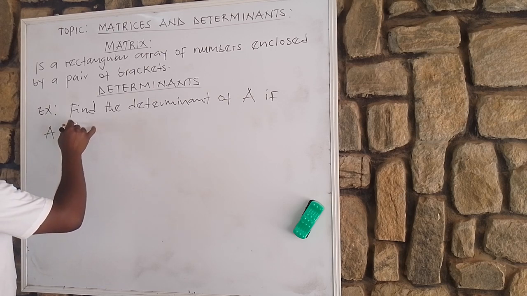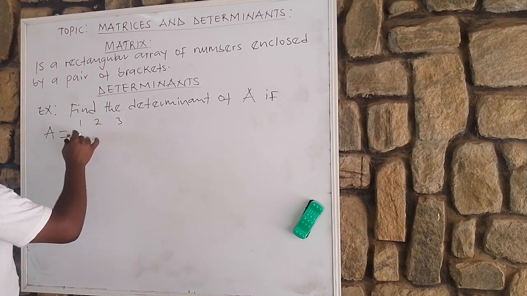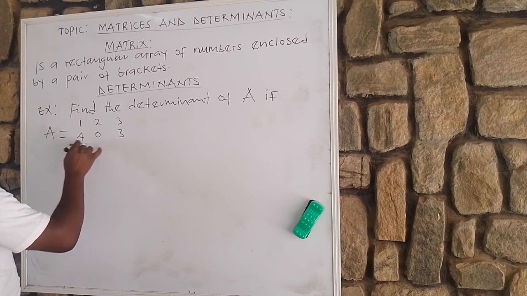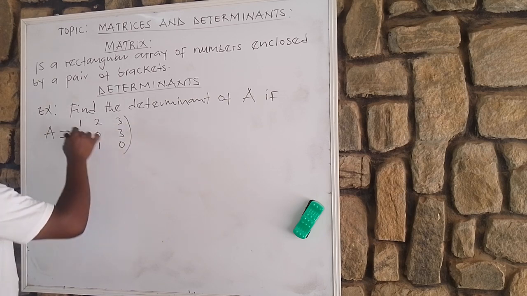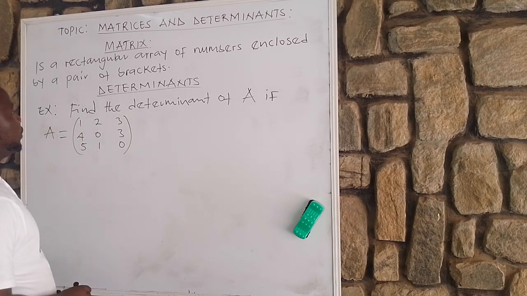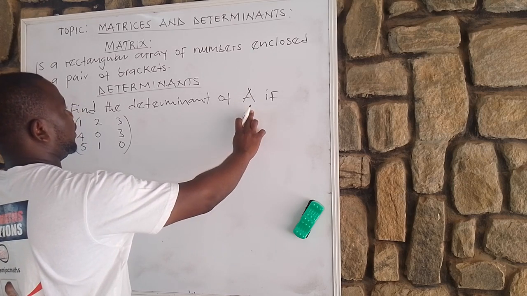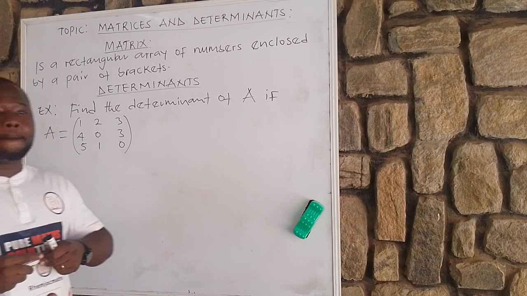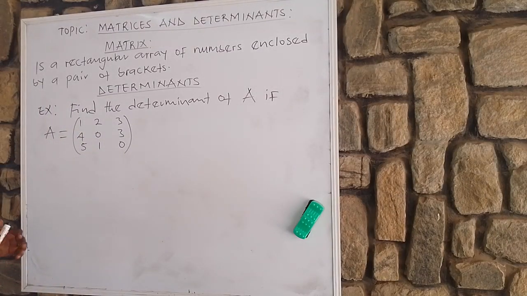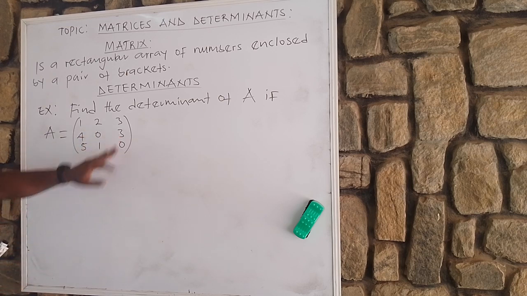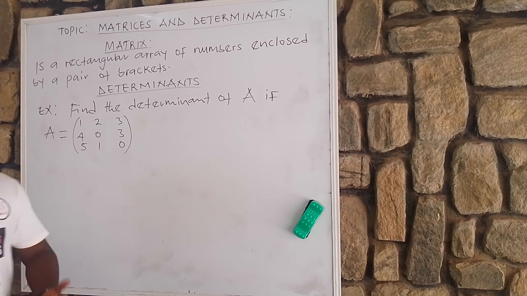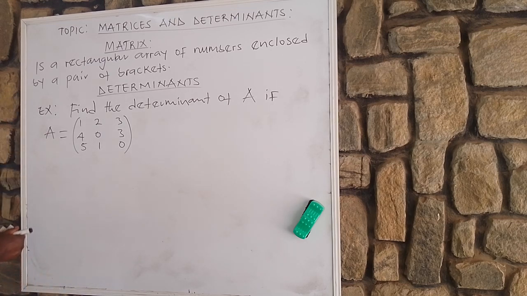Okay, let's have a 3 by 3 matrix: 1, 2, 4, 0, 3, 5, 1, 0. Find the determinant of A if A is equal to this. Yeah, this is a 3 by 3 matrix. Is that clear? So now we want to consider how to obtain the determinant of a 3 by 3 matrix. It's as simple as ABC. But here we have some challenges.